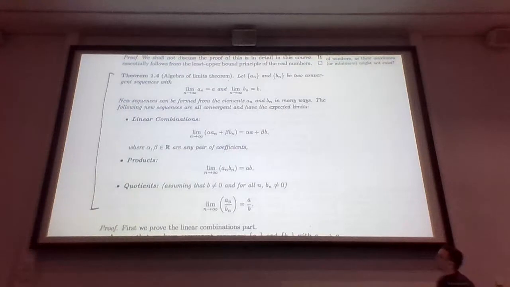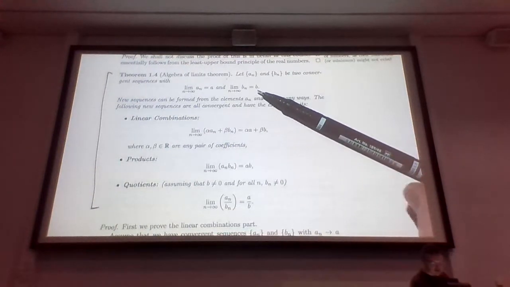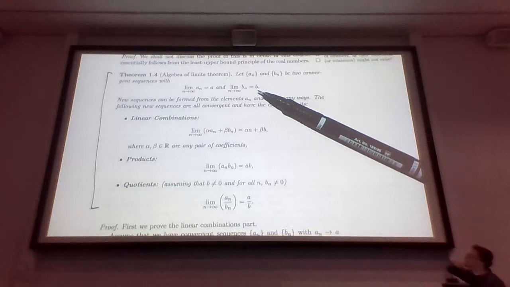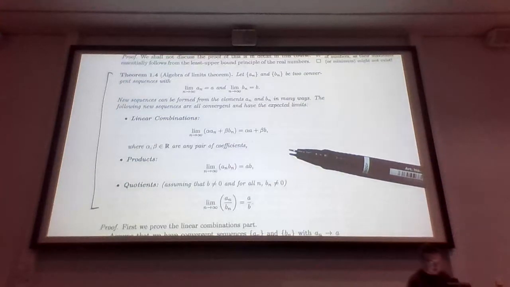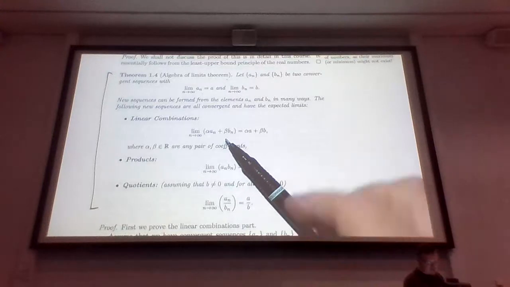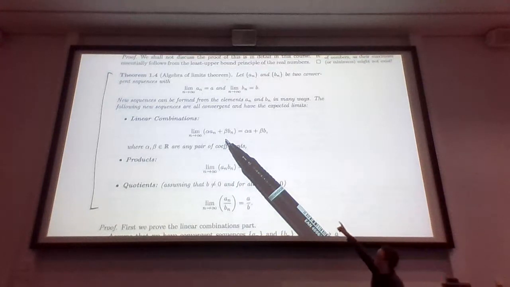Let's just look at the statement of the result. It imagines that we have two convergent sequences, an and bn. an is converging to the limit a, and bn is converging to the limit b. So we've got three results here. We've got a result about linear combinations. It says, how can we take the limit of a sequence which is made up as a linear combination of the sequences an and bn?